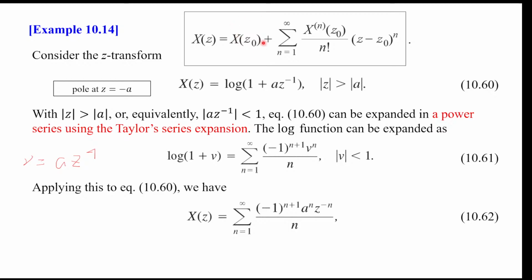So the zeroth order term is x of z0, the lowest order term. We are expanding this log of 1 plus v at v equal to 0. So this is the Taylor expansion at v equal to 0. Then the first term is log of 1 plus 0, which is just 0. This is the x of z0 term.